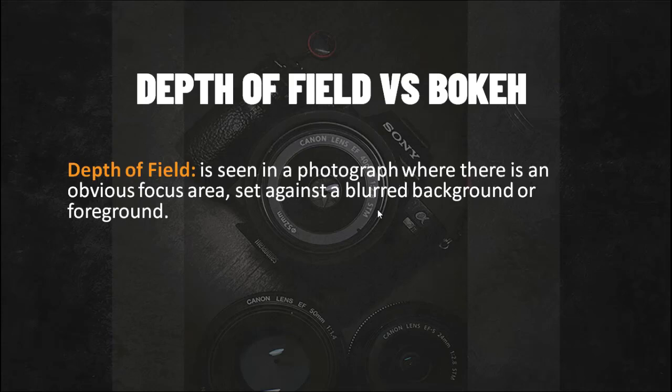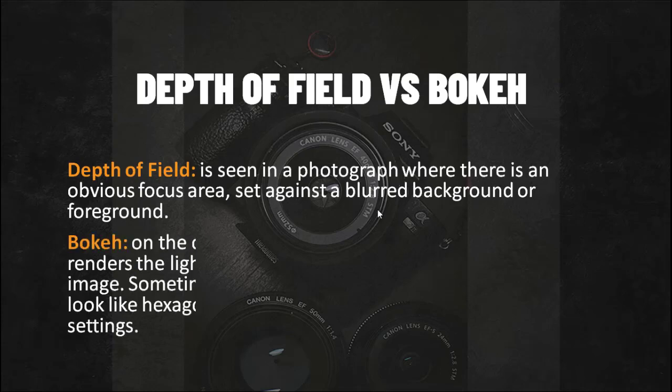So depth of field in a photograph, you see when there is an obvious focus area set against a blurred background or a foreground. Now that means depth of field is usually defined by the blurriness of a particular image with a particular subject, the blurriness of a background or a foreground with a subject that is absolutely in focus. When you have that, you have a depth of field.